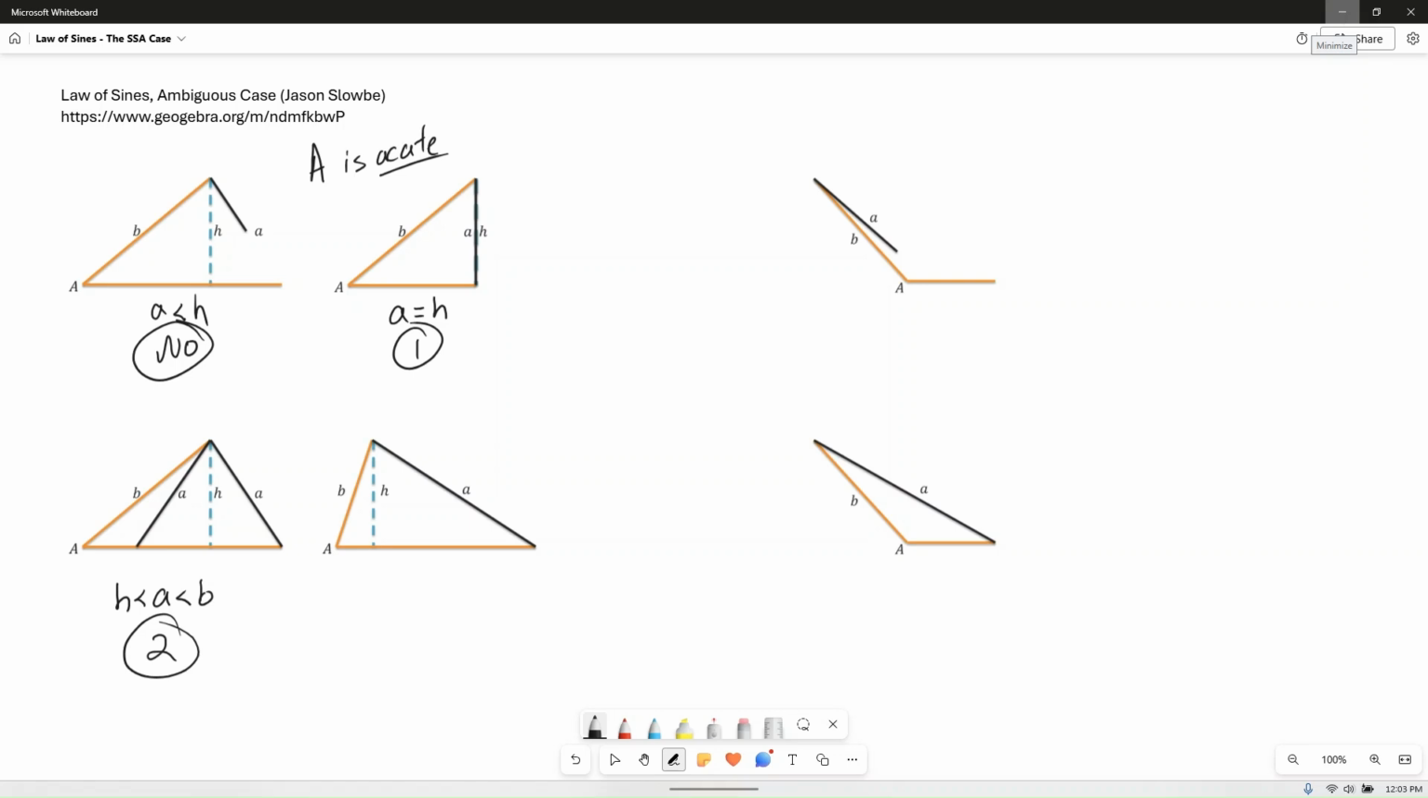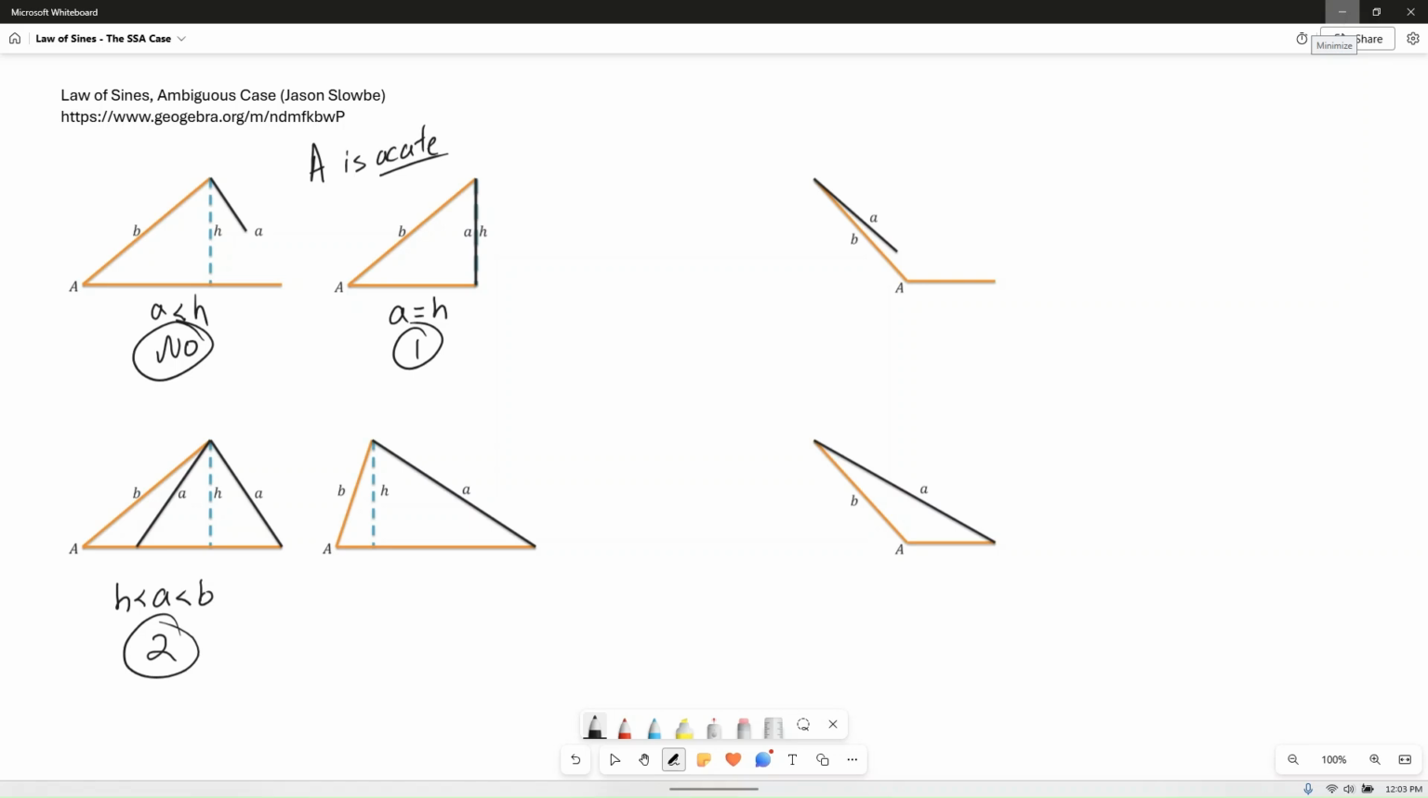And that's because the opposite side is longer than the height, which means it will connect to the bottom side and give us a triangle. But it's shorter than the adjacent side, which means we can swing it outwards or swing it inwards. We saw that on the illustration. So we swing it outwards to get the acute angle. We swing it inwards to get the obtuse angle. Okay.